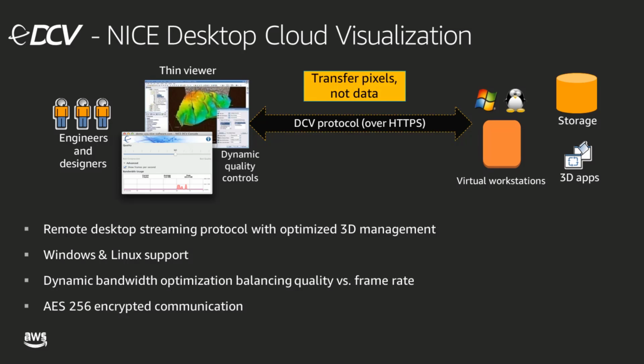Customers across a broad range of HPC workloads use NICE DCV for their remote visualization requirements. There is no additional charge to use NICE DCV on Amazon EC2. NICE DCV supports both Windows and Linux operating systems. The NICE DCV streaming protocol is actually also used by Amazon AppStream, which is a fully managed desktop streaming service.